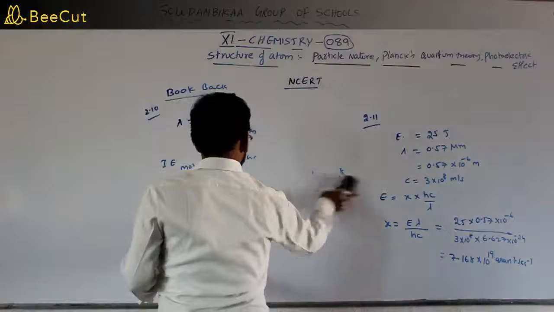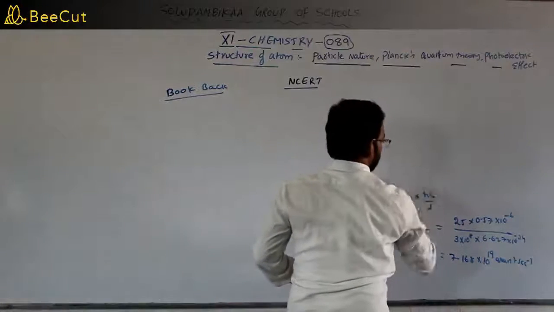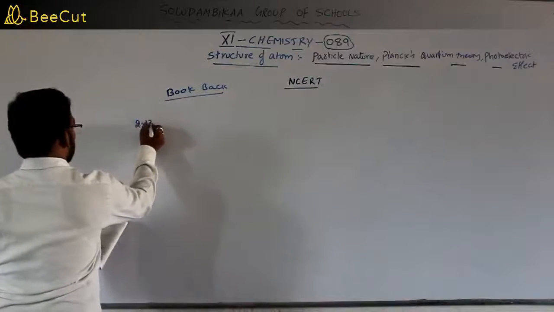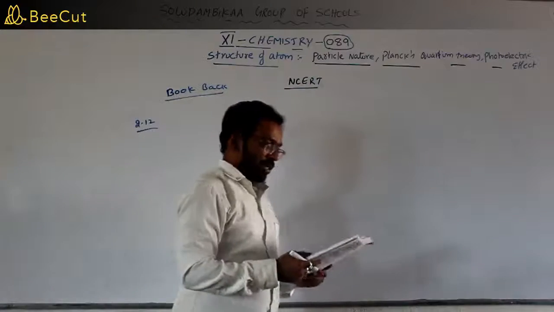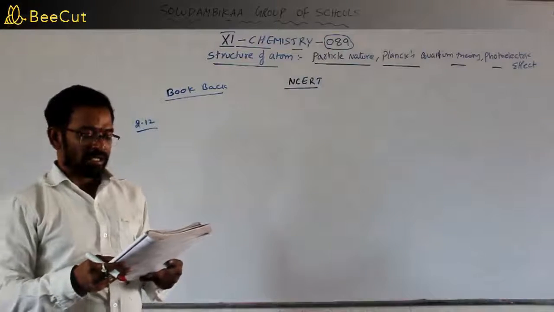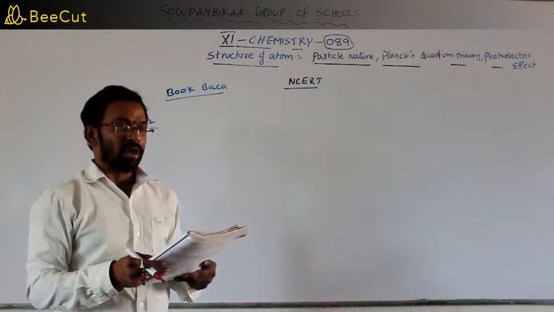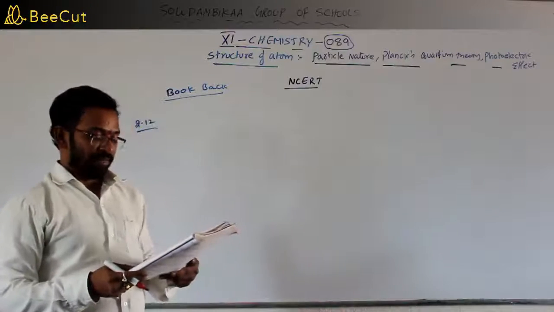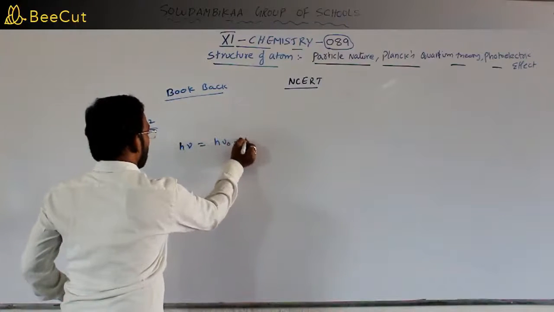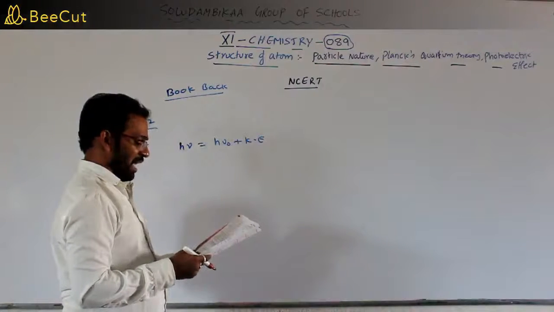Next, question number 2.12. Electrons are emitted with zero velocity from a metal surface when it is exposed to radiation of wavelength 6800 angstroms. Calculate the threshold frequency and work function W naught of the metal. Here, two quantities they ask you to find. So now here we know that h nu is equal to h nu naught plus KE. Work function and threshold frequency they ask you to find.